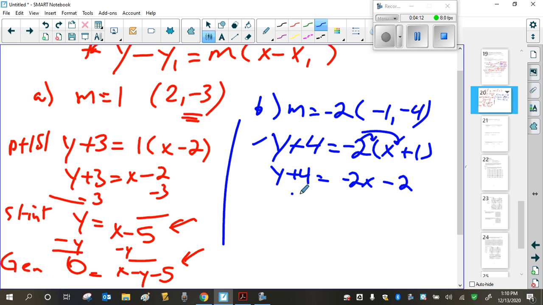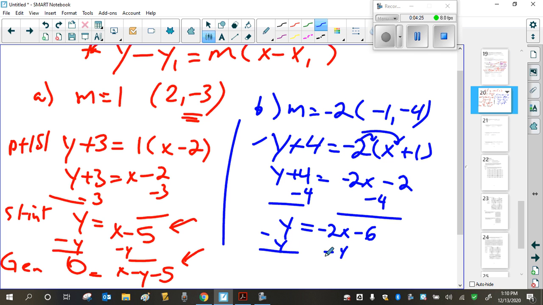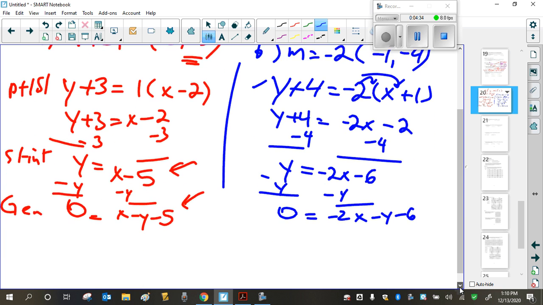Now we're going to solve for y. Subtract 4, subtract 4. Y equals -2x subtract 6. That's slope intercept form. And now general, 0 equals -2x. Just write this anywhere down in your notebook or loose leaf, however you're taking notes.